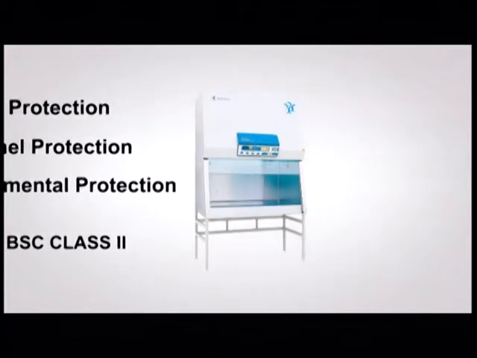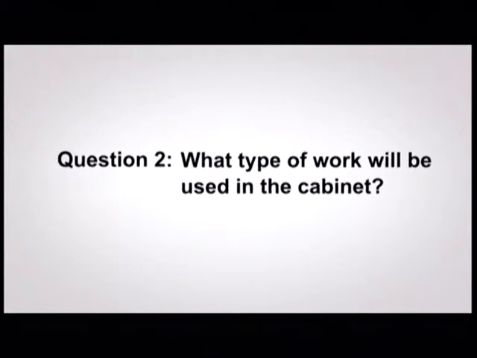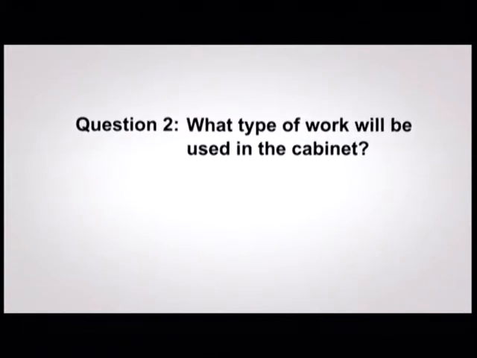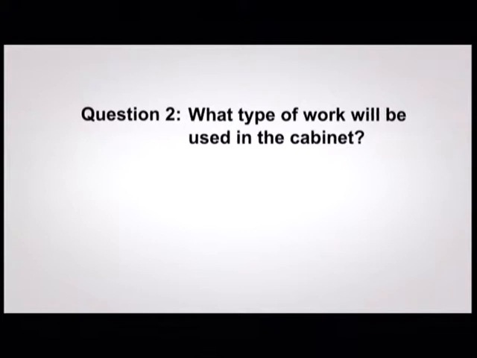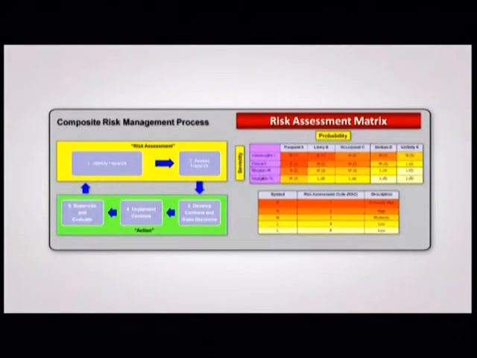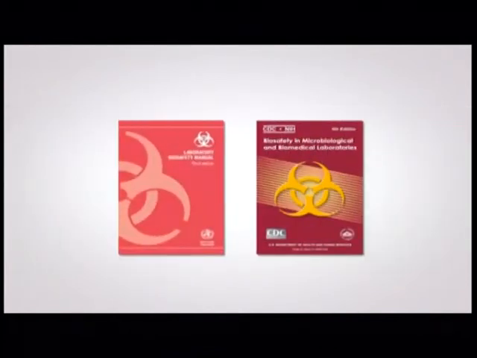The next question to ask before selection is, what type of work will be done in the cabinet? One of the most difficult tasks in selecting the BSC is trying to foresee all the different types of work that will be taking place in it. It is critical to decide what things need protection both now and in the future. The selection of your BSC type should be based on the risk assessment, which outlines the probability and severity of the hazards you will be working with. When considering the type of cabinet to use, please consult references such as the WHO Biosafety Guidelines, as well as the most current edition of the CDC BMBL.